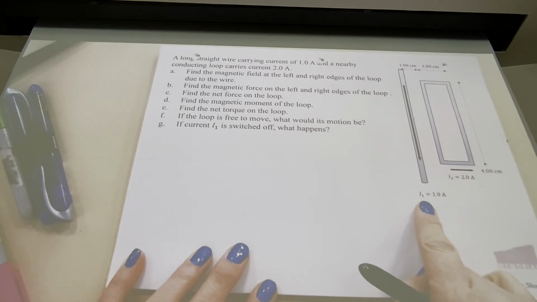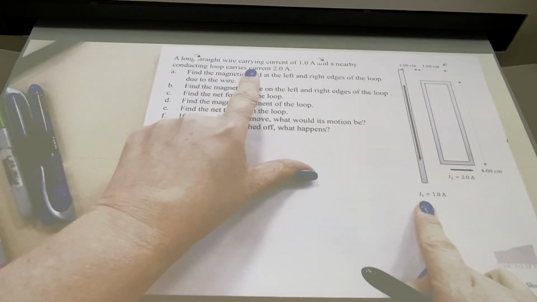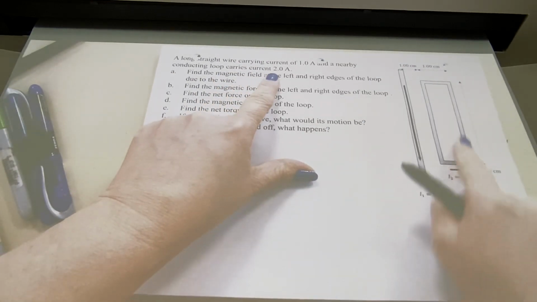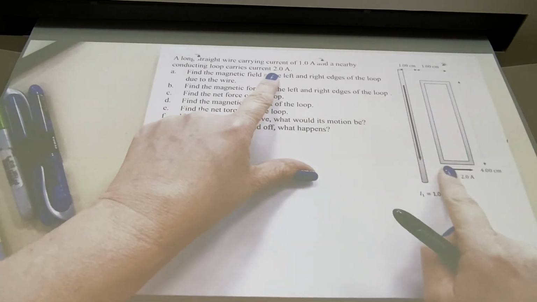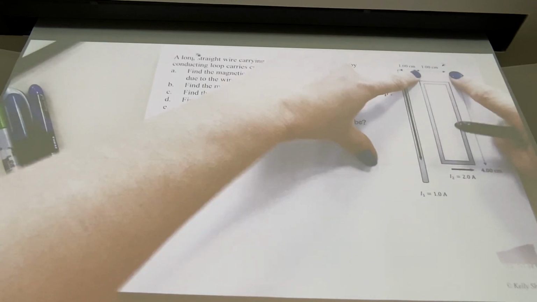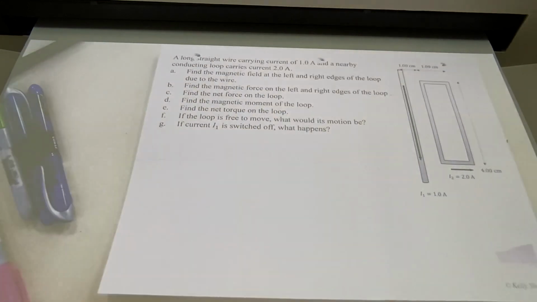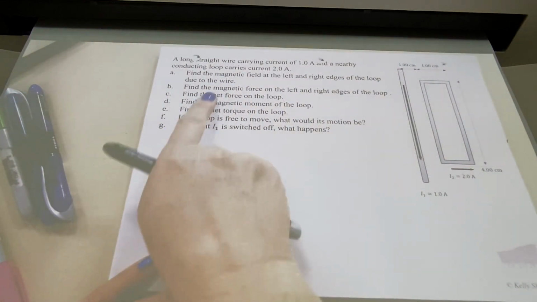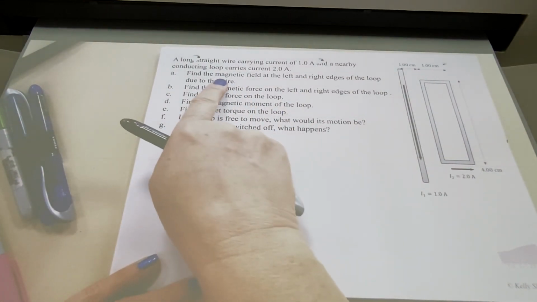I've labeled that I1. And a nearby conducting loop carries a current of 2 amps, and I'm showing the flow of that current direction here. This edge of the loop is 1 centimeter away. It's 1 centimeter in width and 4 centimeters in length. So there's our setup. Now let's start going through the process of thinking about magnetic fields and forces.